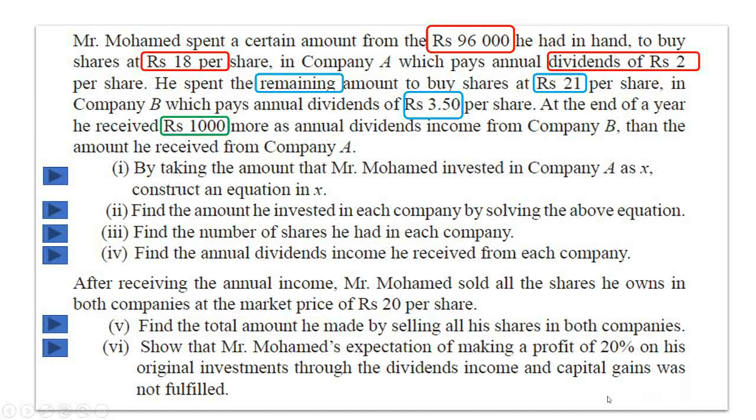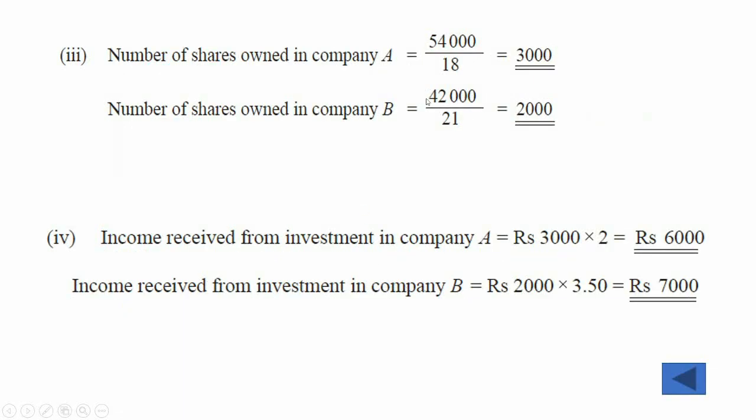We will check the third question: find the number of shares he had in each company. How do you find the number of shares? It is a very easy calculation. 54,000 is the investment value, divided by 18, the value per share. So how many shares can be bought? 54,000 divided by 18 is 3,000. This is the number of shares.